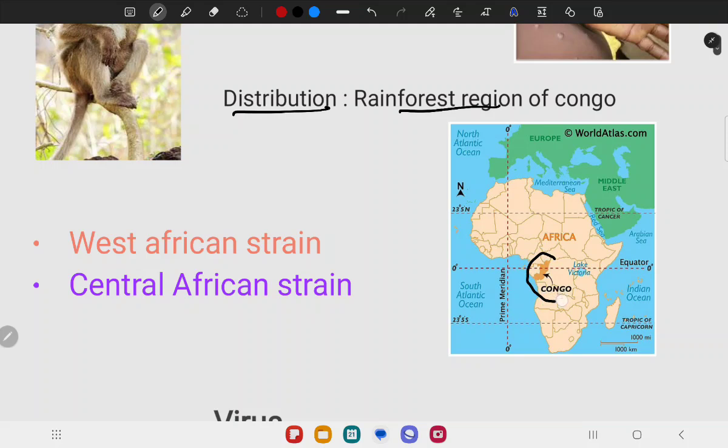This is the Congo. Most commonly we can see the distribution of the virus in the Congo region, and there are two strains of this virus present. One is the West African strain. So this is West Africa, and the other one is the Central African strain. So you can see the two types of strains of this virus.